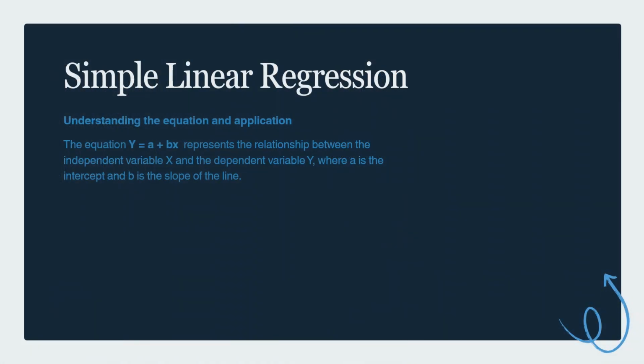Simple linear regression, understanding the equation and application. The simple linear regression equation is y equals a plus bx. Here y is the dependent variable, x is the independent variable, a is the intercept and b is the slope. For example, if the equation is y equals 50 plus 10x, it means when x increases by 1 unit, y increases by 10 units. This simple model helps us to understand how one factor influences another one.